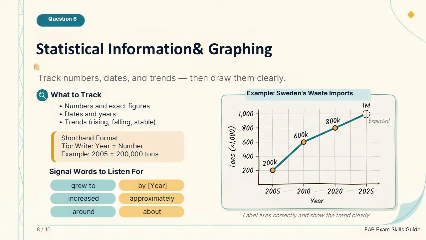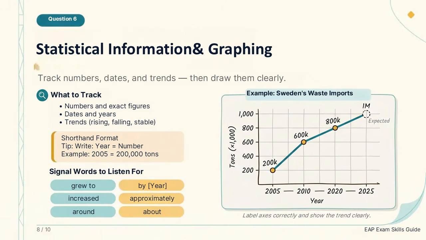6. Statistical information question. The last question may ask you to draw a line graph using information from the lecture. For this question, listen carefully for numbers, dates, and trends. In the sample lecture, the speaker talks about Sweden's waste imports in different years. 2005, around 200,000 tons. 2010, about 600,000 tons.